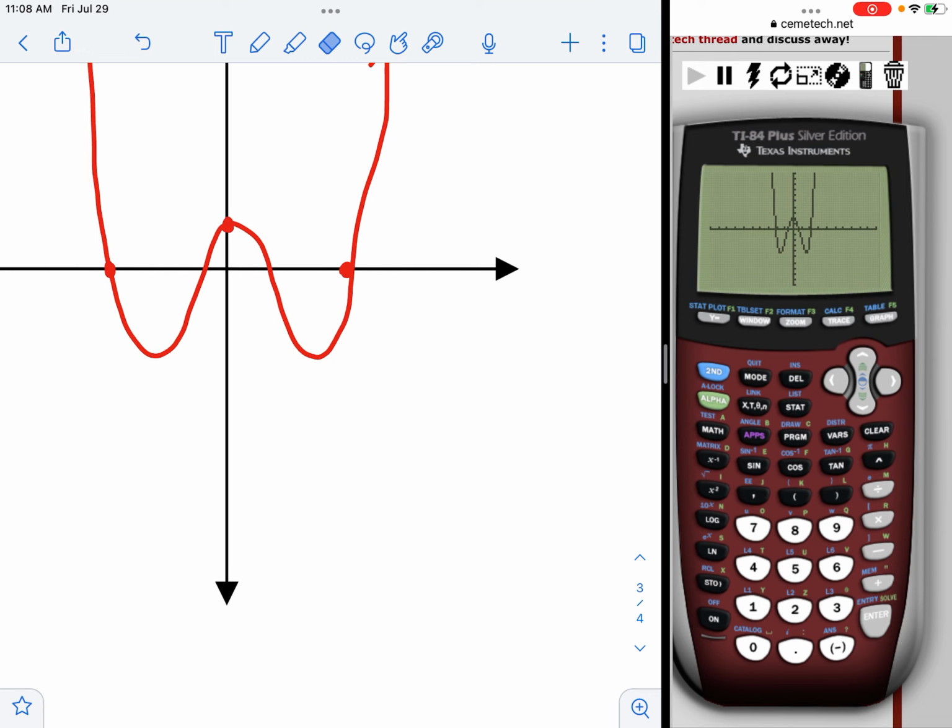So if you look, those are minimums. So if we go to calculate, which is right above trace, it's the blue letters right there, C-A-L-C, above the trace button, which is the fourth button on the top.